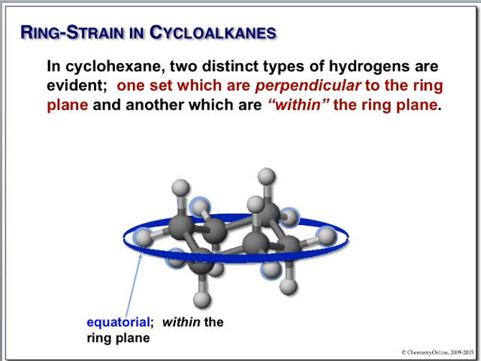Now, I had a beautiful model made that I didn't bring, but this is a model, very fragile, it's going to fall apart before the day's over, but this should clearly show you. Here's our ring plane. Our green substituents are all pointing up and down at 90 degrees, and the yellows are all in the equator of the ring plane, axial and equatorial.